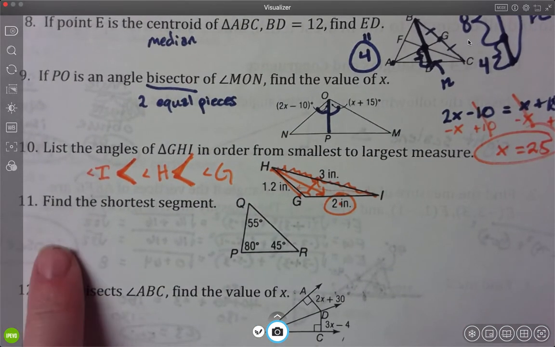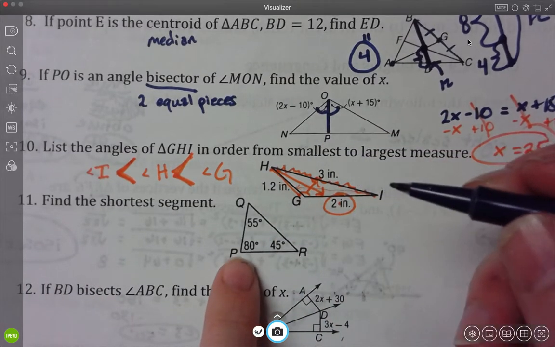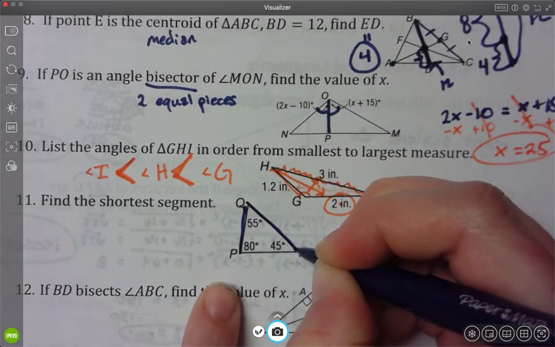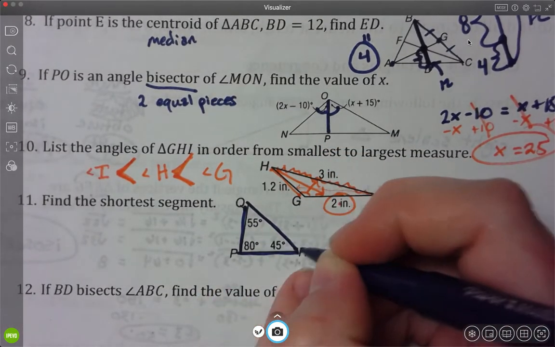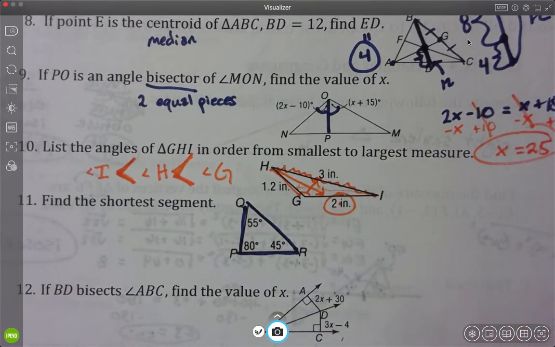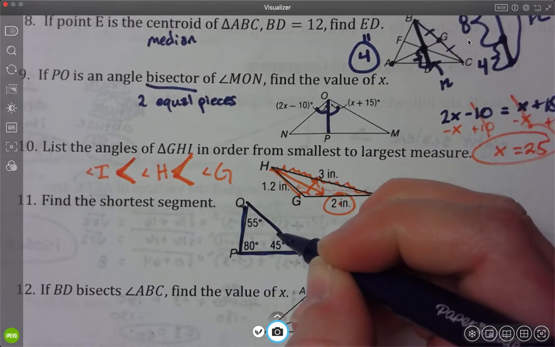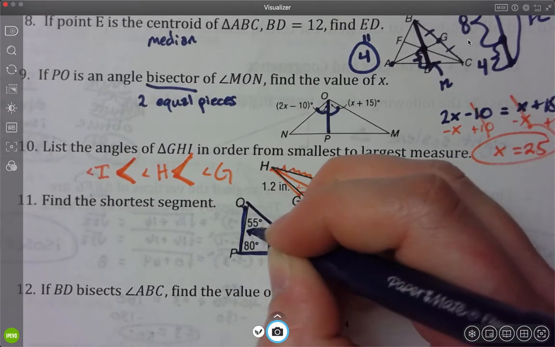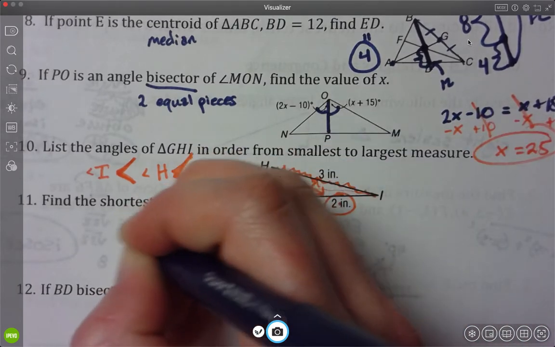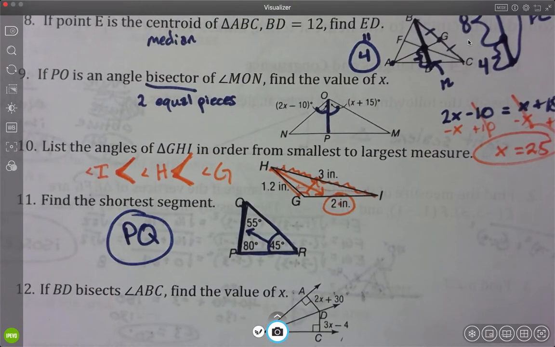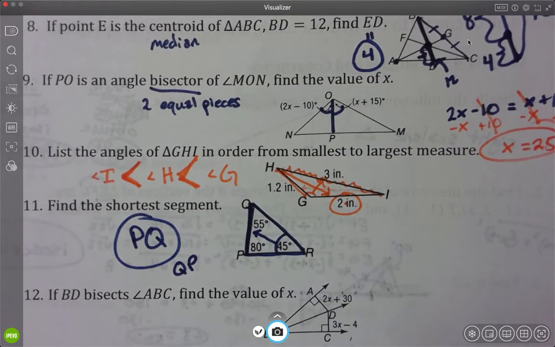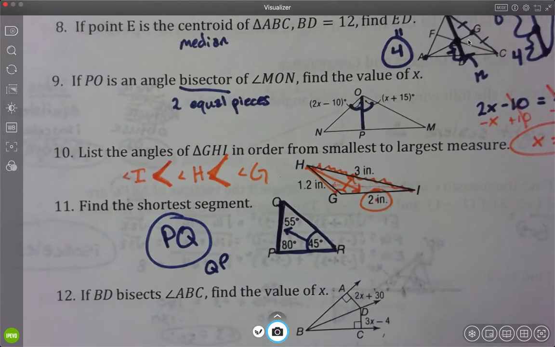Now, the same way, number 11, it's talking about the shortest segment, okay? So my segments are PQ, QR, or PR, or I could call it RP if you want to write them backwards, it doesn't really matter. But we want to find the shortest segment, okay? So that's going to be opposite the smallest angle, kind of like it was up here, right? The smallest angle is 45, so the one opposite that is going to be side PQ, and that's what it will be. You could call it QP also if you wanted to, it doesn't really matter. But there's that, it's opposite the smallest angle, okay?